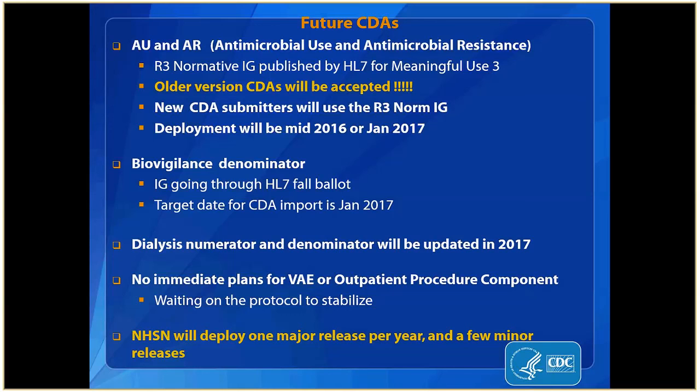The biovigilance denominator is turning into a CDA. The IG is presently going through the HL7 fall ballot. I think the HL7 meeting is the first week of October this year. Our target date for CDA import is January 2017. The dialysis enumerator and denominator will be updated in 2017. There are small changes, however, they will both move to a new IG version. No immediate plans for a VAE or outpatient procedure component. We're waiting on the protocol to stabilize.